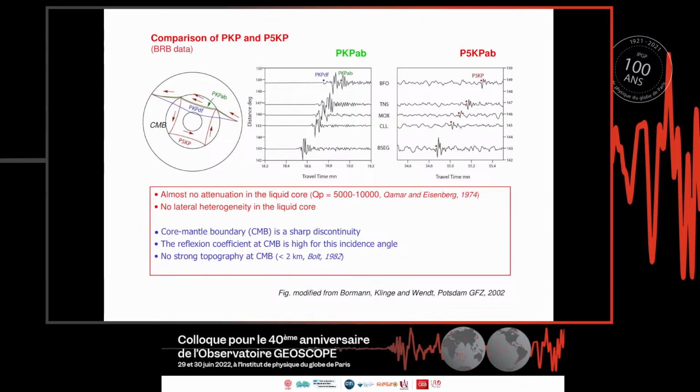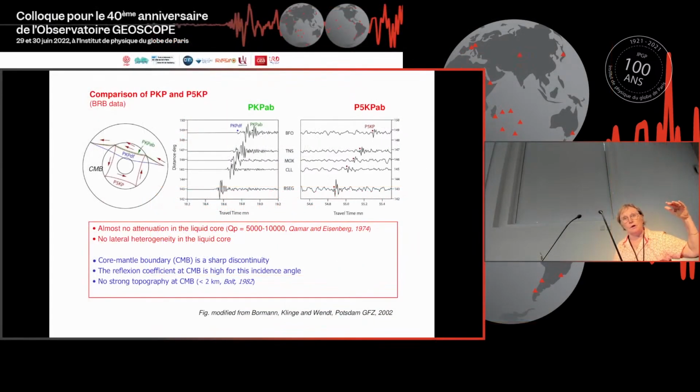Then, there is no strong lateral heterogeneity inside the liquid core, else you would lose the phase. Then, concerning the core mantle boundary, it shows you that it is a first order discontinuity, else you would have reverberation and change the shape of the wave. It shows you that the reflection coefficient is high, else you would lose the phase. And finally, it tells you that there is no strong topography at the core mantle boundary, else you would also distort the phase. So you see that a simple observation contains, in fact, a lot of information.